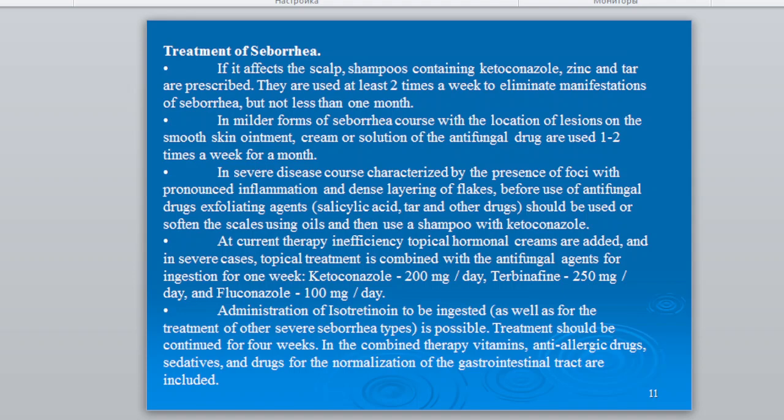Administration of isotretinoin to be ingested, as well as for the treatment of other severe seborrhea types, is possible. Treatment should be continued for 4 weeks. In the combined therapy, vitamins, anti-allergic drugs, sedatives, and drugs for the normalization of the gastrointestinal tract are included.